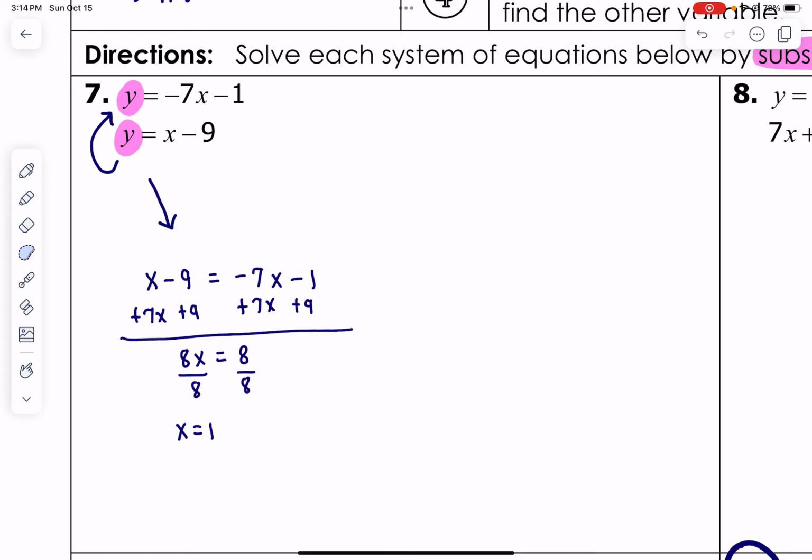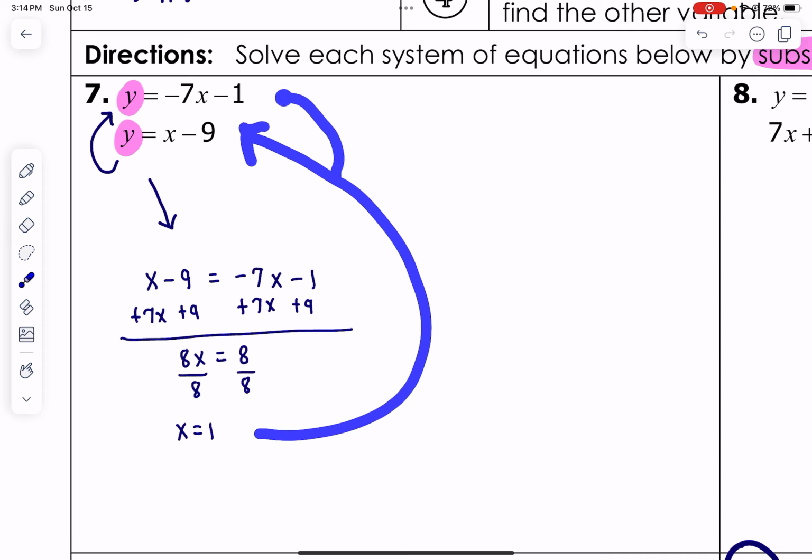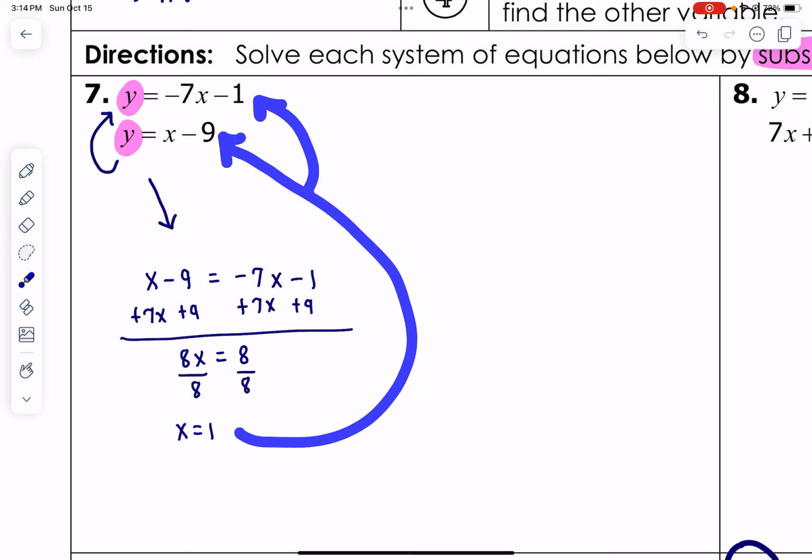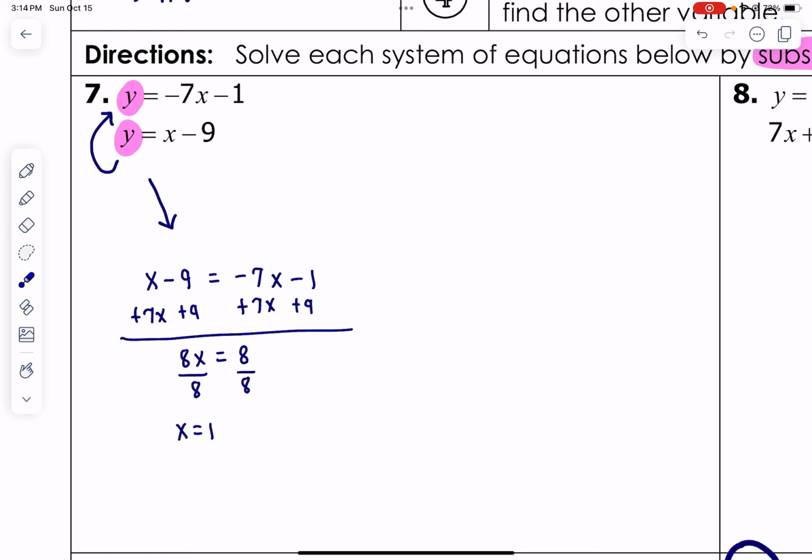But keep in mind, this isn't our solution. This is just one part of our coordinate point. So what we have to do in this case, when we already solve for x, is go back to the two different equations they give us, and you can plug it in to either equation according to the steps they give us. So here, it doesn't really matter which one you choose. You can either choose that one or this one.